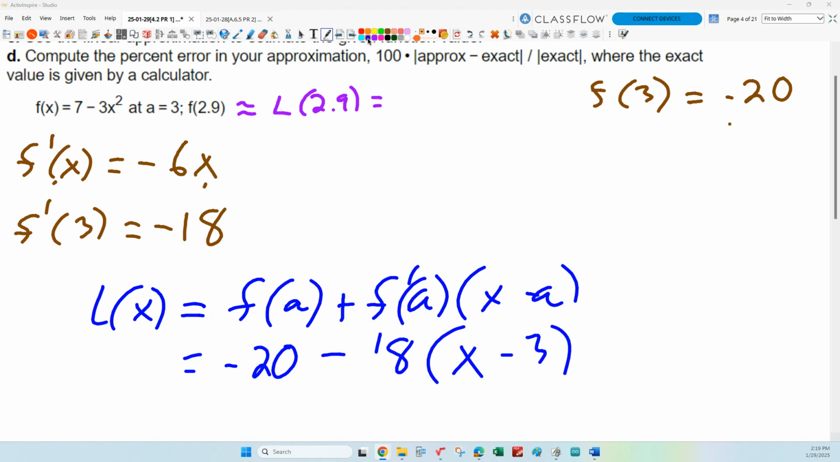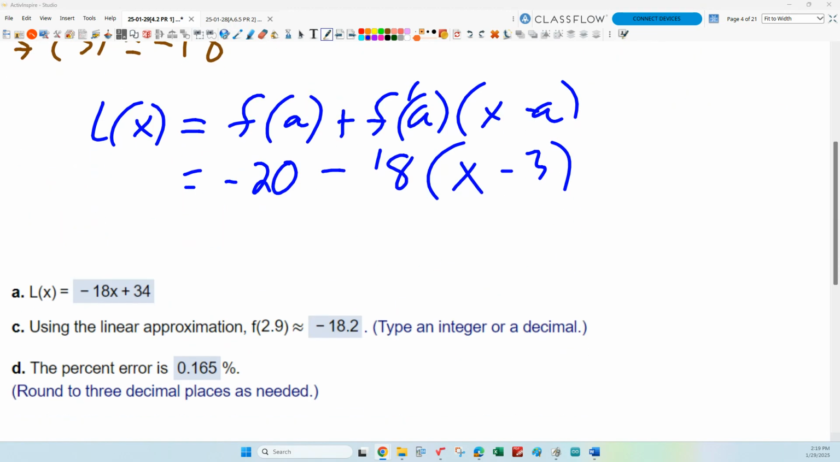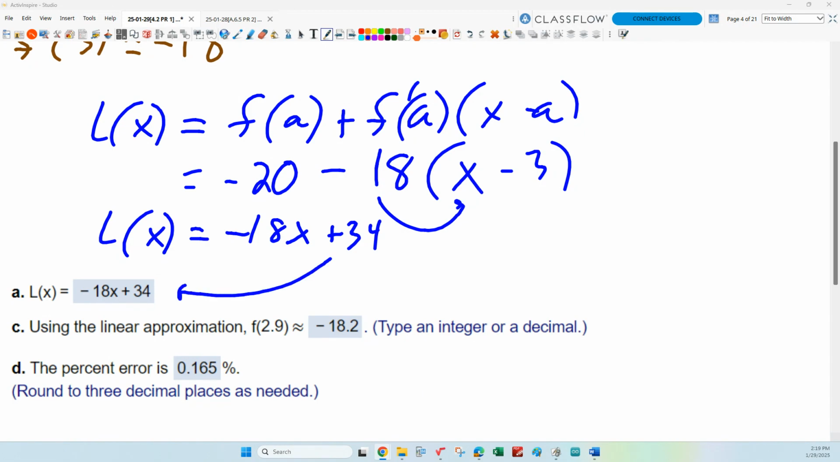So let's put this in slope-intercept form this time. What if I distribute the negative 18 and collect like terms? What's L of x equal to? Plus 54 minus 20. Right? Make sense?